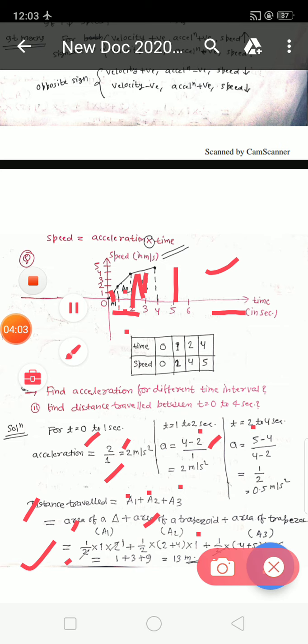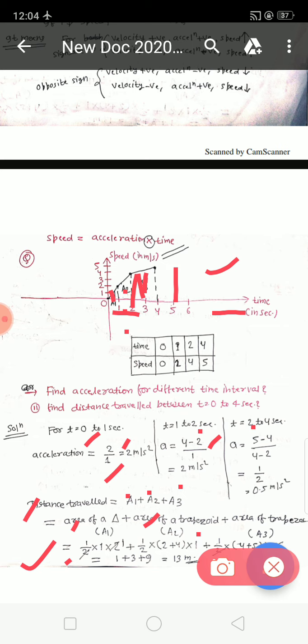Got it? Now graphically, if there is a division term like distance by time or speed by time: in a distance-time graph, distance by time is speed. It means the slope of that curve will give you the speed.